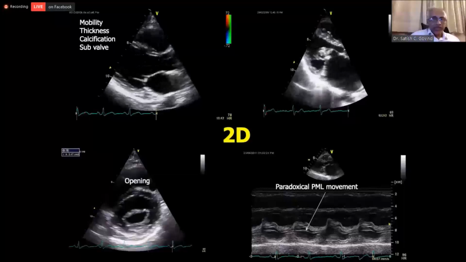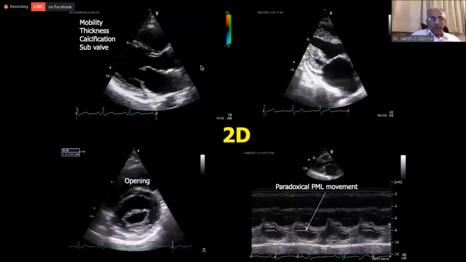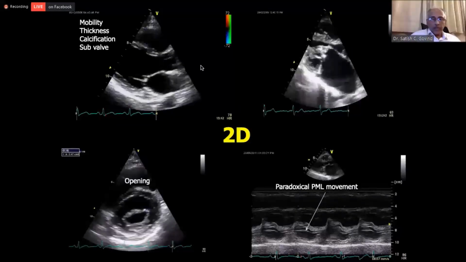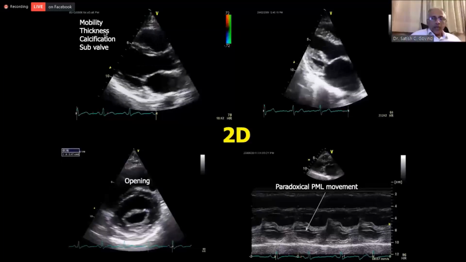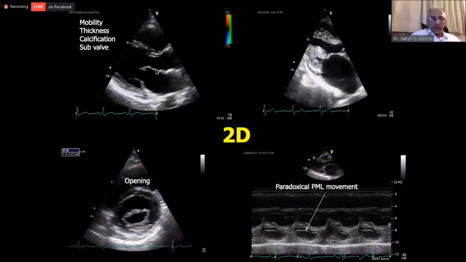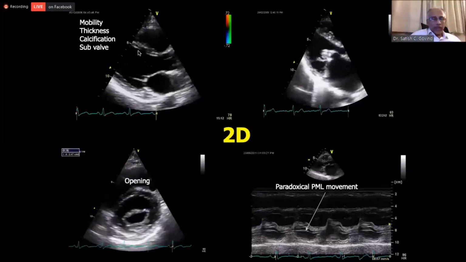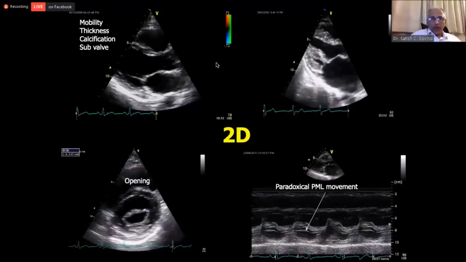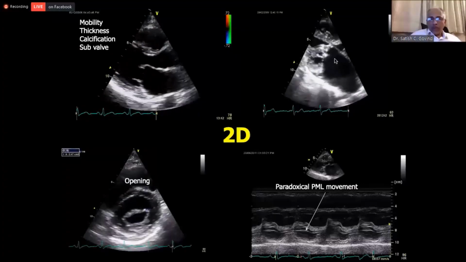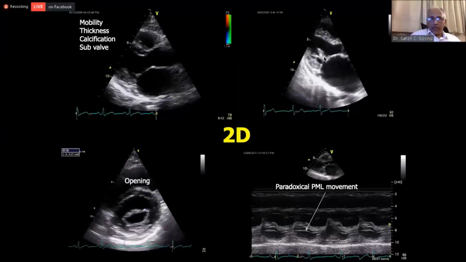So this is the other area. In stenosis, it's important that when we look at any valve which we think is possibly stenotic, we have to look at the mobility and look at the thickness. The more thickened the valve is, the more it is towards the annulus, that means it's not a good valve. More calcification, again, obviously not good. And then the subvalve also, as you can see here, a lot of calcification involving the subvalve. So we have to be very careful.